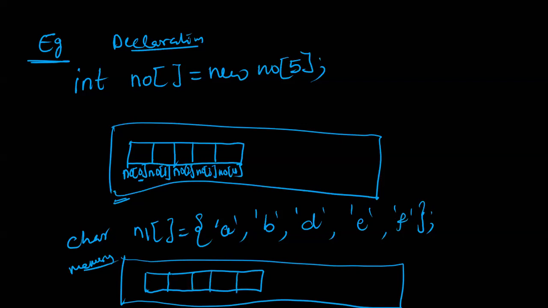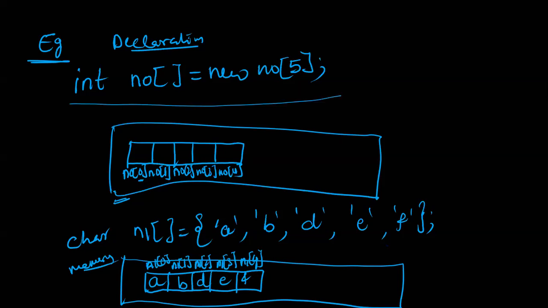So this is A, B, C, D, E, F, and this will be indexed as N1[0], N1[1], N1[2], N1[3], N1[4]. Okay, like that it will be indexed. This is called a single dimensional array.